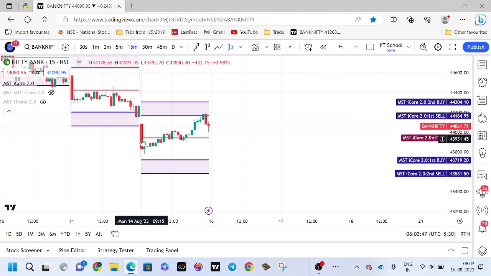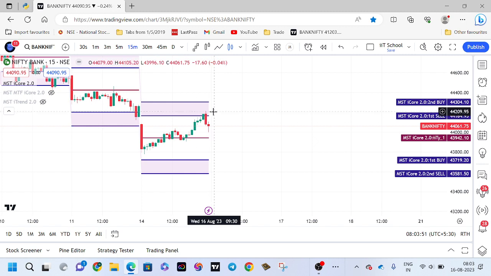If the market is going to the upper side, you have to buy put option, or you have to sell if you are trading in a future. If the market is going up, you have to buy put option. If the market is coming down, you have to buy call option if you are trading in options. If you are trading in the futures, you can directly buy here, you can sell here.